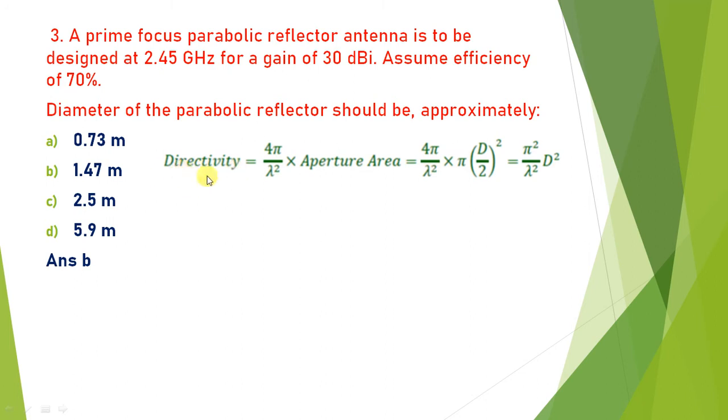And what is directivity in terms of gain and efficiency? Directivity is nothing but gain divided by efficiency. Gain is given to you as 30 dBi, so you convert it into a real number, that is equal to 10 to the power 3, that is 1000. So gain is 1000, and eta, the efficiency, is 0.7. Directivity is gain divided by efficiency, and that is equal to this entire thing. So you put the values of lambda, gain and directivity, and you will get the value of the diameter. If you calculate, you will get 1.47 meter. So the answer is B.